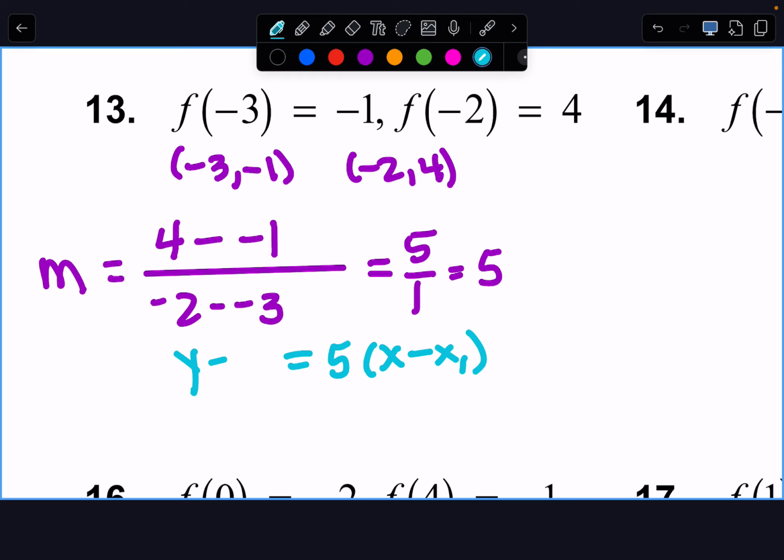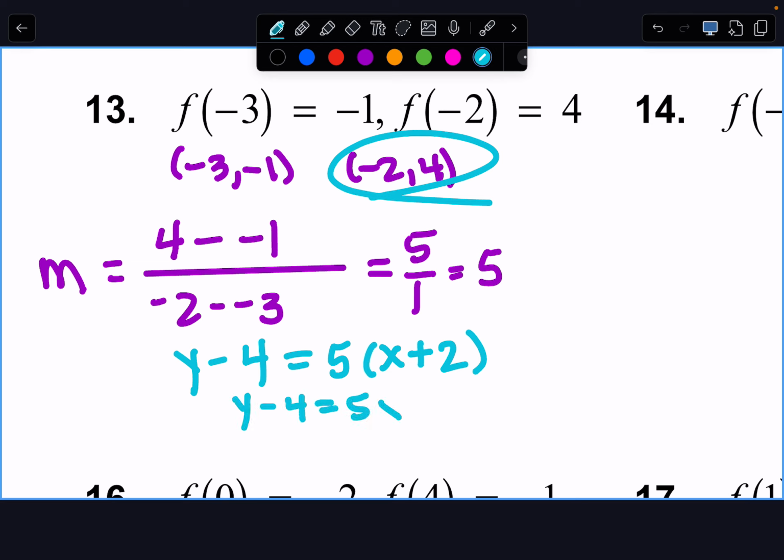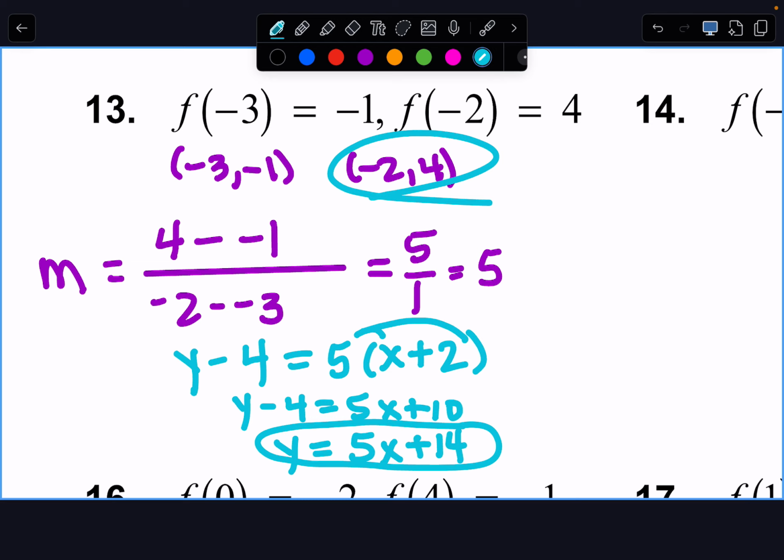So we can plug 5 in for our slope. And we can plug in, does anyone have a preference? -2, 4. So x minus -2 and y minus 4. So we get 5x plus 10 when we distribute. Yes? So the equation of our line is 5x plus 14. Aren't you glad you don't have to graph that?